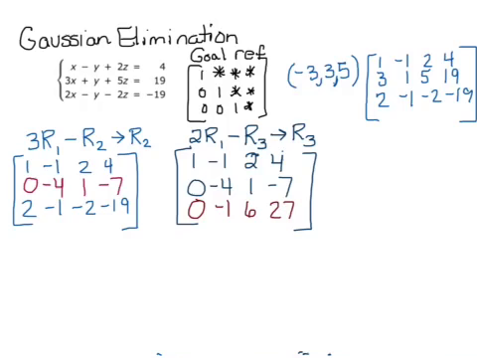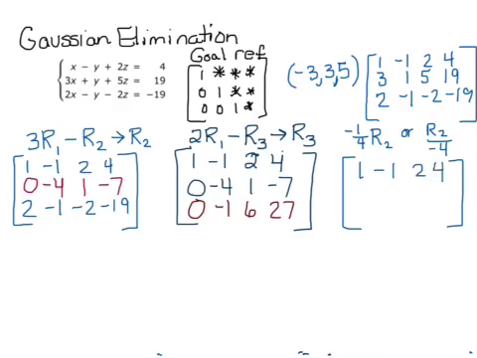So we can write this either as negative 1/4 times row 2, or you can write it as row 2 divided by negative 4. Those notations mean the same exact thing. Here you don't have to write the arrow to say where your answer is going, because since you're only dealing with one row, the assumption is your answer is going in that same row.